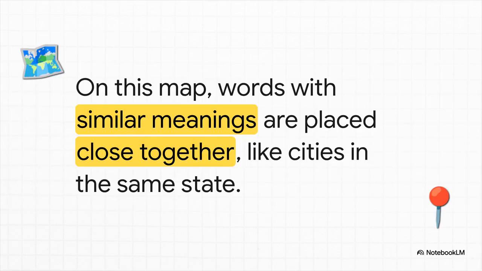I absolutely love this analogy. We're creating a map of meaning. On this map, things with similar meanings get placed close to each other, just like cities in the same region. So king and queen would be neighbors. Happy and joyful would be right next to each other. It's this idea of spatial relationships for concepts.